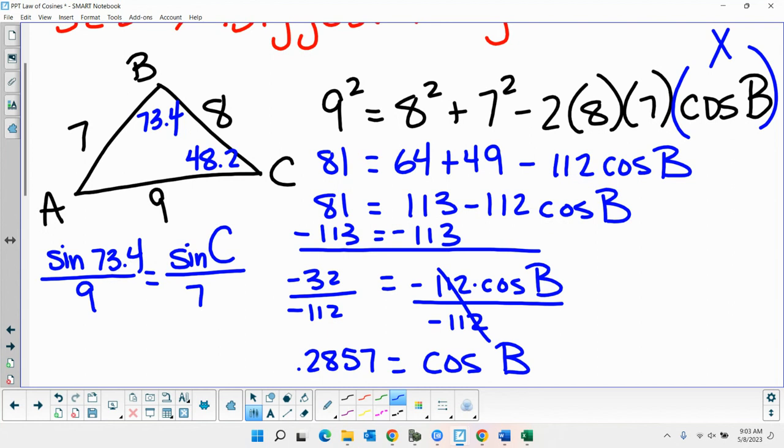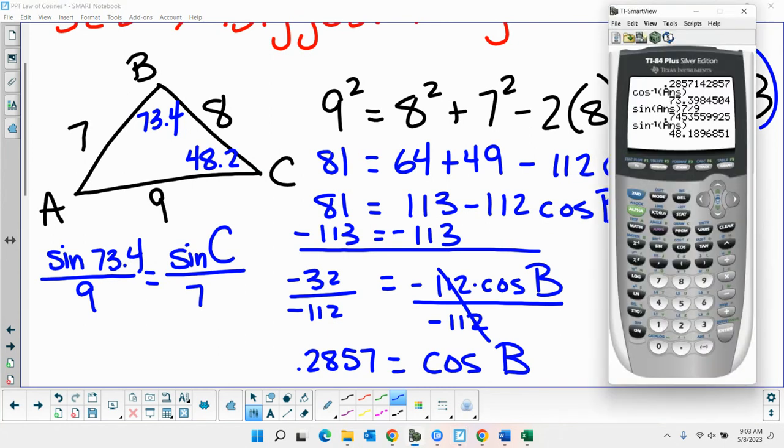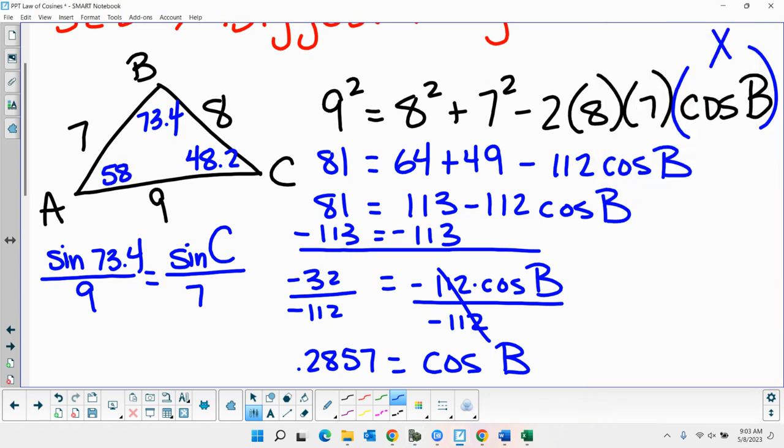So I'm going to add the 73.4 to this answer and then subtract from 180 to get angle A. Plus 73.4, 180 minus that answer, 58.4. So we just solved that triangle. We found the 3 missing sides. I'm sorry, they gave us the 3 sides, the 3 missing angles.